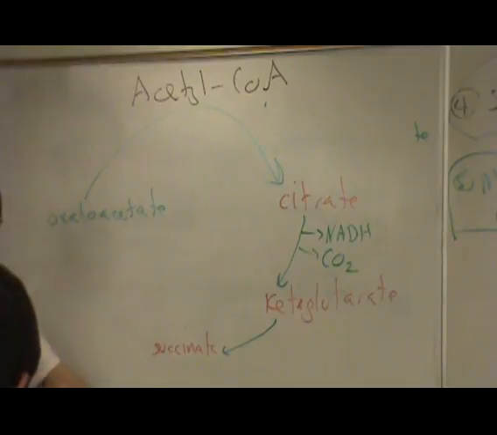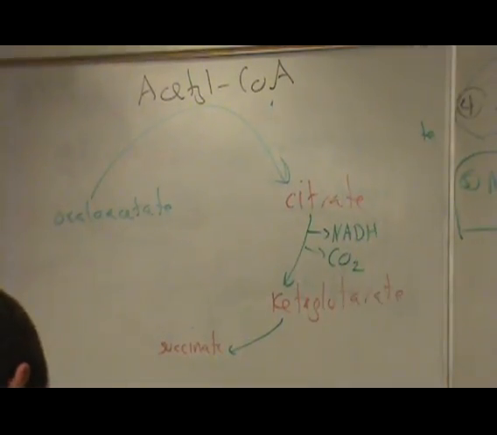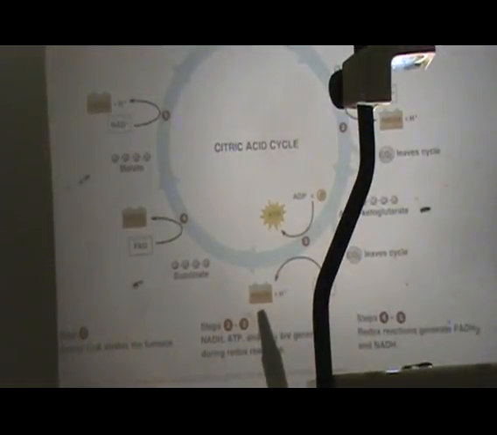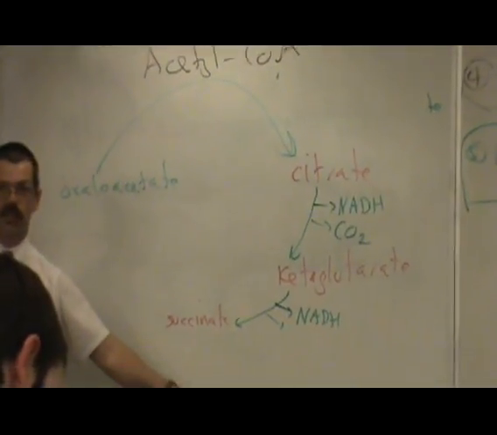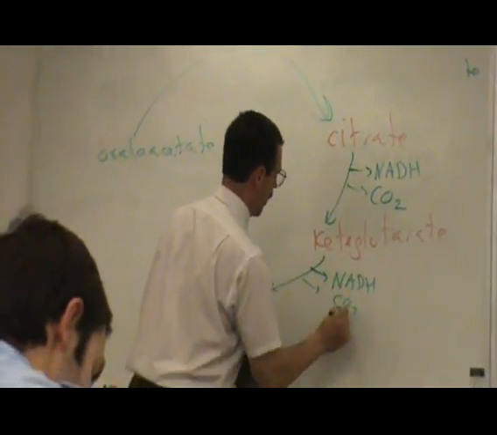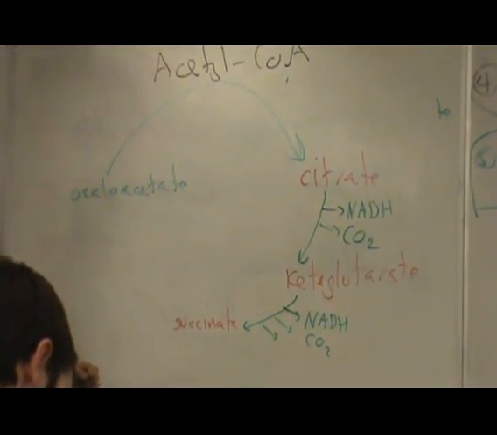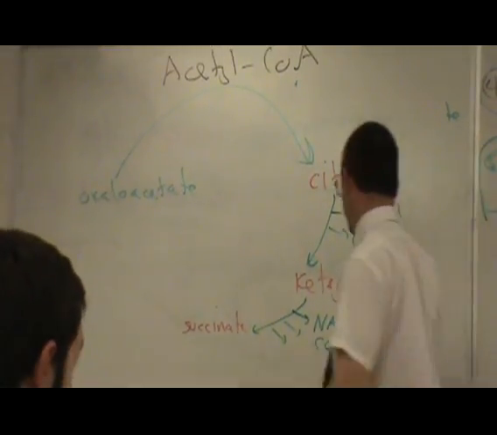Can someone tell me what I make when I go from ketoglutarate to succinate? Let's take a guess. What do you think that is? NADH. Hey, I know this answer. What do you think comes along with NADH? CO2. And as a bonus, you get something else. No. An ATP. Wow, how about that?